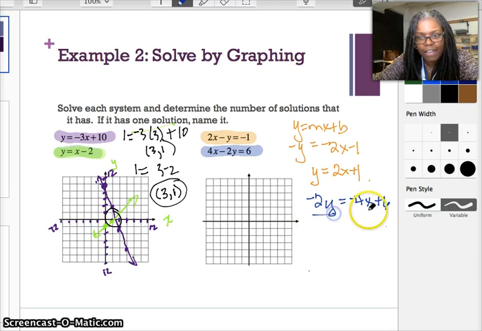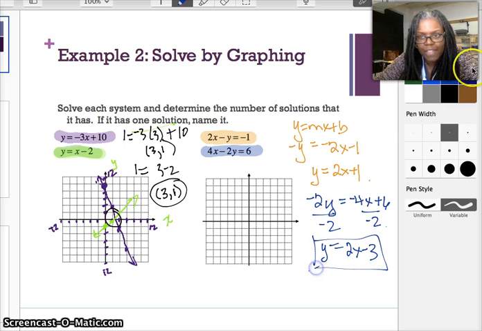I need to divide everything by negative 2 in order to fully isolate y. y is equal to negative 4 divided by negative 2, which is a positive 2x. 6 divided by negative 2 is minus 3. So right now, we've got these two equations.